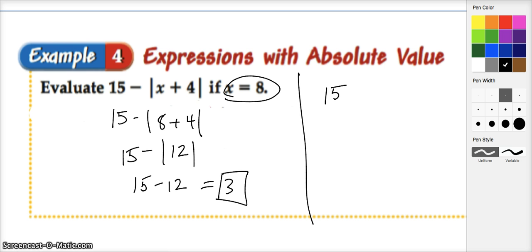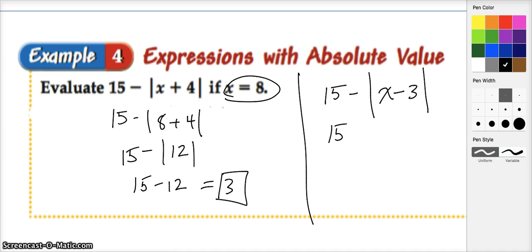What if this were 15 minus, I don't know, the absolute value of x minus 3? What I want you not to do is look at this and say, ooh, absolute value is the positive maker, I shall therefore make this minus 3 a plus 3. Not so fast. Remember, we're going to treat it like parentheses. Do what's in the parentheses, then make it positive.